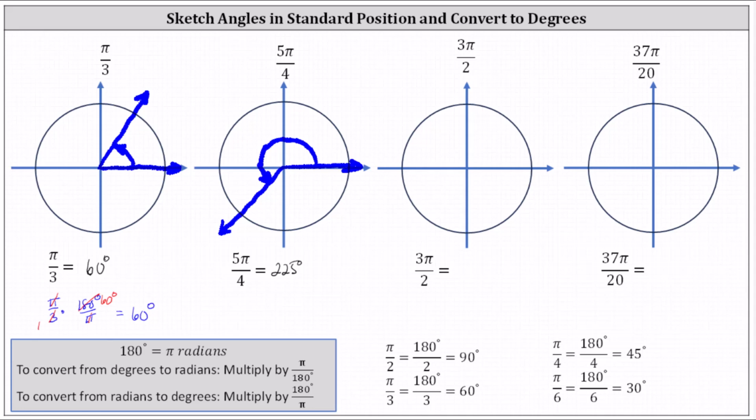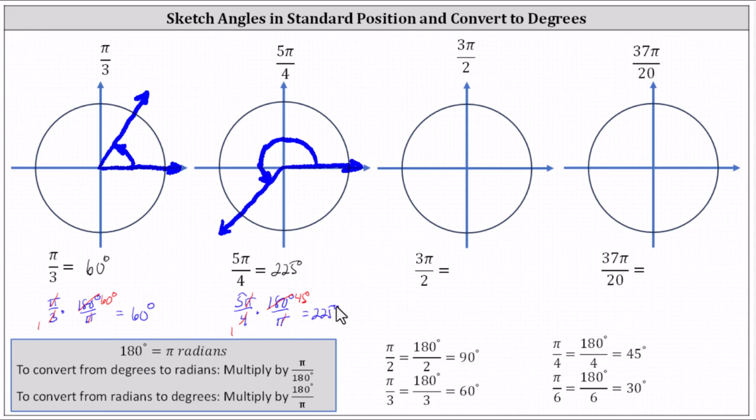To convert 5 pi divided by 4 radians to degrees, again we multiply by 180 degrees divided by pi. Pi divided by pi simplifies to 1. 4 and 180 share a common factor of 4. There's 1 4 and 4, 45 4s and 180. 180 degrees simplifies to 45 degrees. And notice we do get 5 times 45 degrees, which equals 225 degrees.